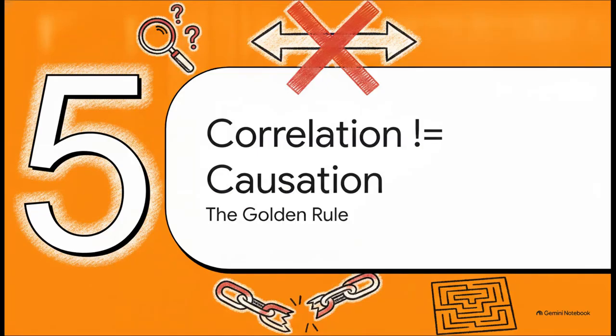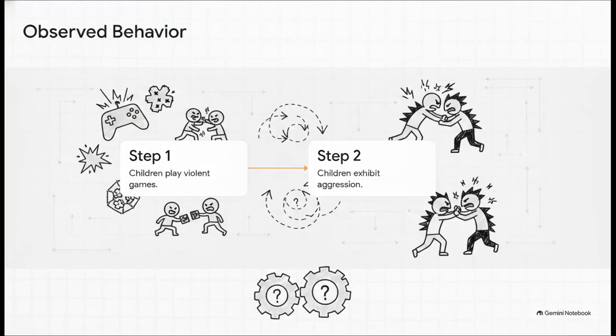Part 5. Correlation does not mean causation. The golden rule. Let's move to the real climax of our explainer. To cement just how critical this is, consider this sequence. Step 1, we observe children playing violent video games. Step 2, we observe those exact same children exhibiting aggressive behavior. They consistently happen together, right? They covary. It is incredibly tempting and seemingly super obvious to state that the game caused the aggressive behavior.